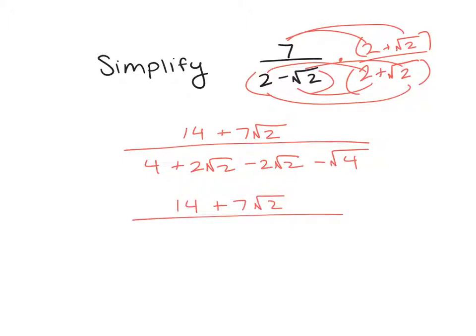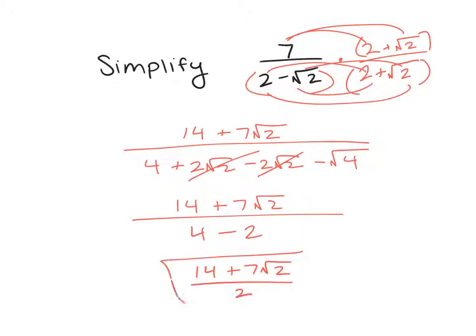The good news here is that 2 root 2 minus 2 root 2 is 0. So that leaves us with 4 minus, and the square root of 4 is 2. And so we can simplify just a little more. And we have gotten rid of the radicals in the denominator, so we can stop there. We have simplified.